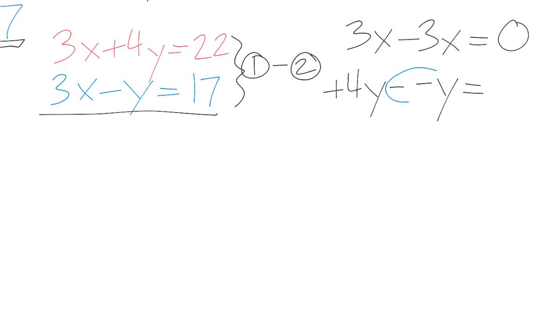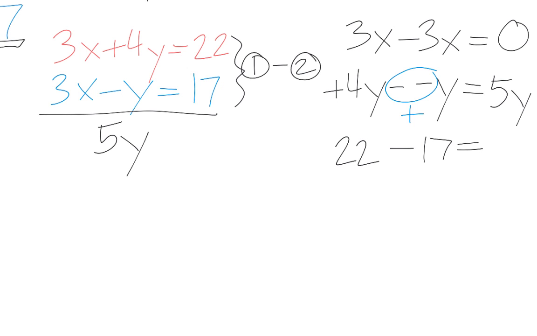When you have two negative signs together, that becomes a positive. Therefore, you have positive 4y plus y, which is positive 5y. I'm going to write that over here. Last but not least, I have 22 subtract 17, and that is equal to 5. So I have 5y equals 5. I've eliminated the variable of x, so this is a good thing.